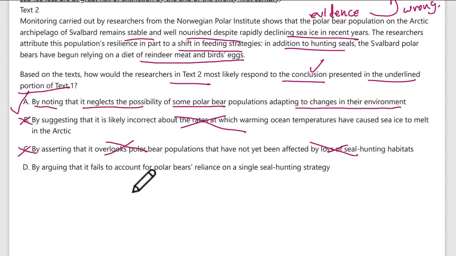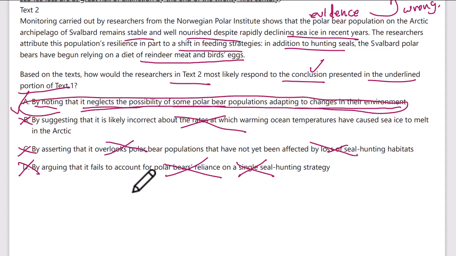Anyway, it's wrong. D, by arguing that it fails to account for polar bears' reliance on a single seal hunting strategy. No, completely false. The whole evidence of text two is that polar bears do not rely on a single seal hunting strategy or even a single diet. That is seals. They can adapt. A is the correct answer. Some polar bears, at least the ones they looked at, are able to adapt to changes in their environment by changing their diet in this case.